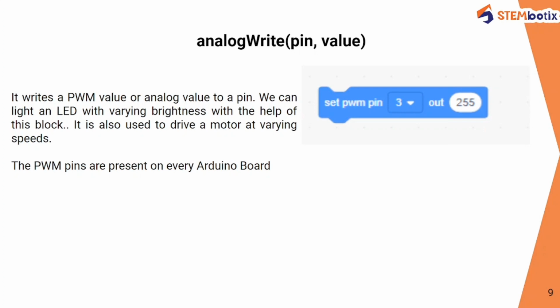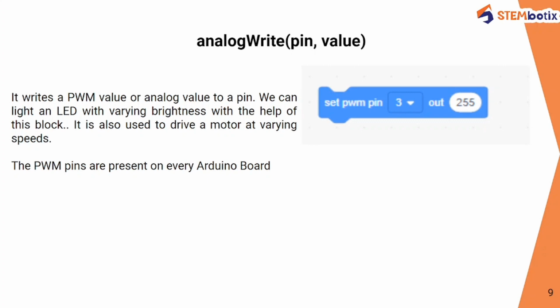Wherever we need to write any analog value, we can use this PWM pin. For example, if we need to run our motor at 50 speed, 50 RPM, we need to connect our motor to a PWM pin and use this block, set PWM pin. When we connect it to our motor and give an output value of 50, the motor will run at 50 speed.